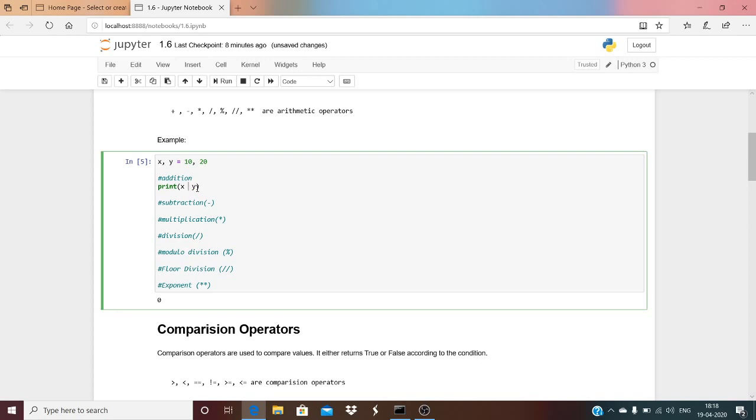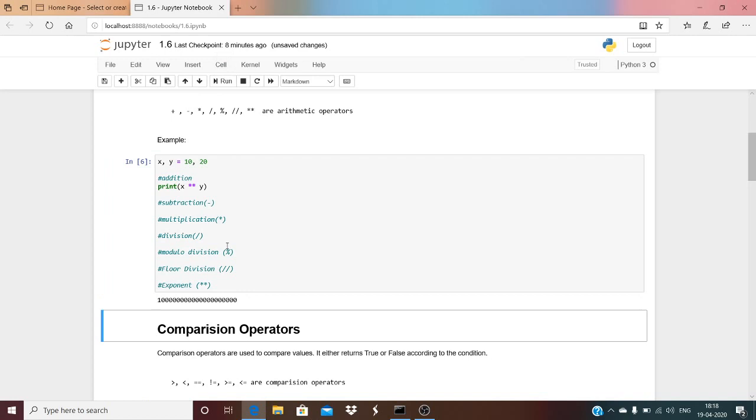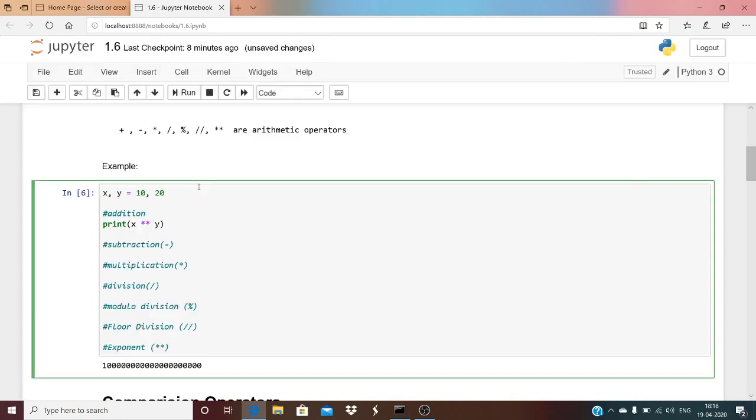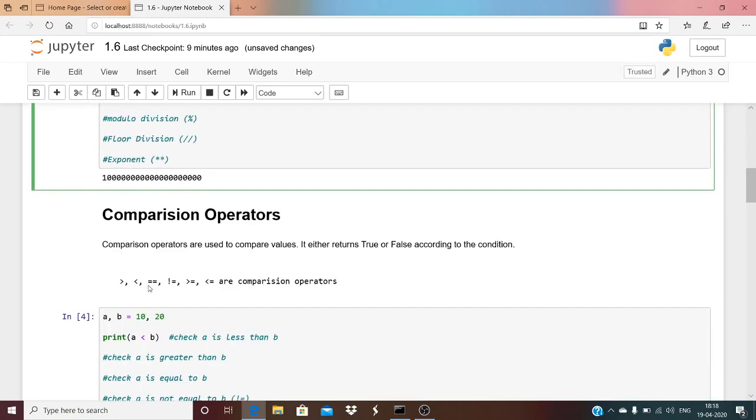An exponent is just two stars, which means x power y. It simply means x has power of y, so this will give a very big answer. Look, I told you 10 power 20. It means x power 20. You are able to see the cursor, right? Yeah, we can do this. X power y. It means 10 power 20. So it gives this answer. Okay.